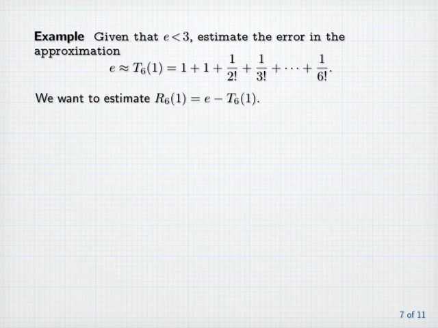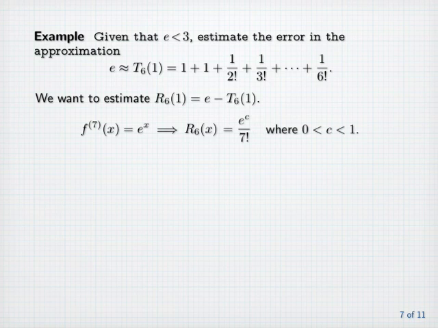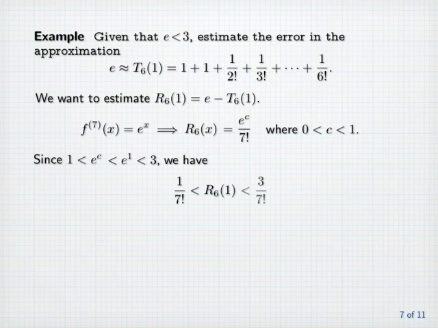Now we know that the seventh derivative of f is just e to the x, and so using Lagrange's formula for the remainder, we have that R6 of x is equal to e to some power c divided by 7 factorial times (1 minus 0) to the 7th power, or simply e to the c divided by 7 factorial, where the number c is strictly between 0 and 1. Now, since c is between 0 and 1, e to the c is greater than 1 and less than e to the first power, which we assume we know is less than 3. So we have R6 of 1 greater than 1 over 7 factorial and less than 3 over 7 factorial.